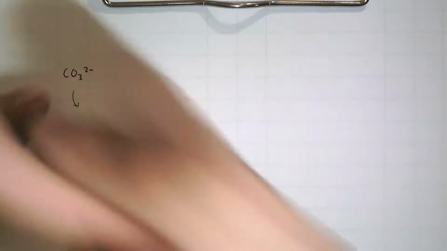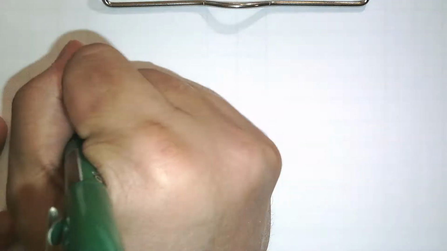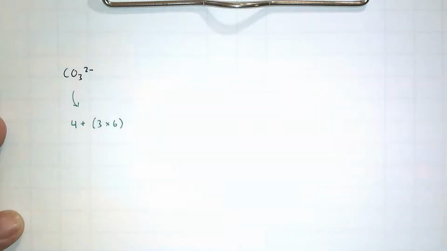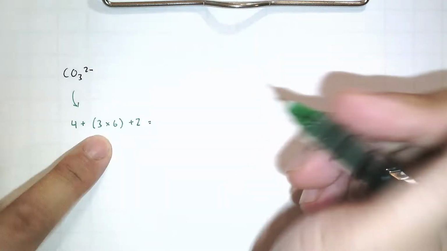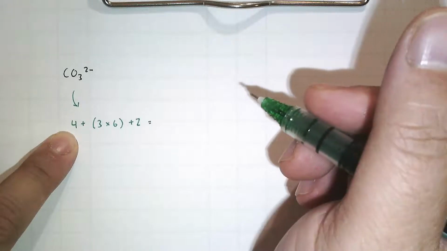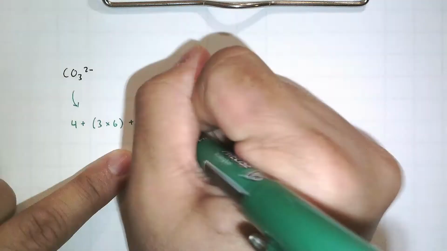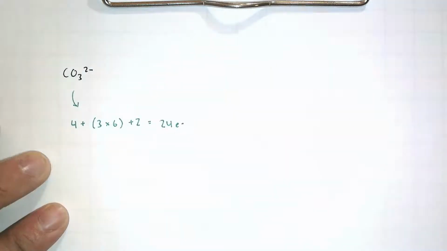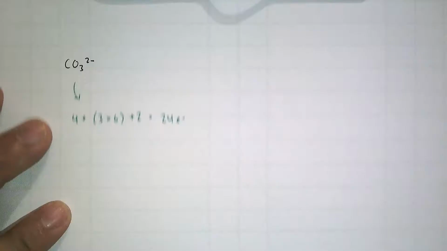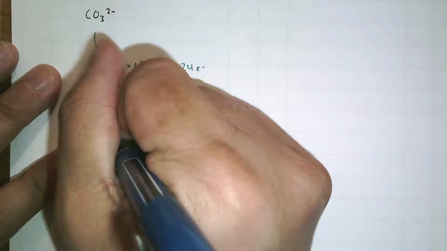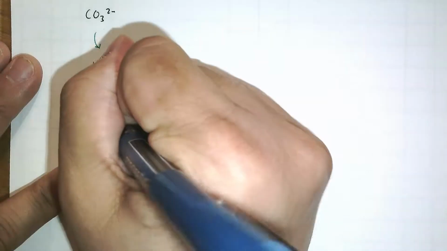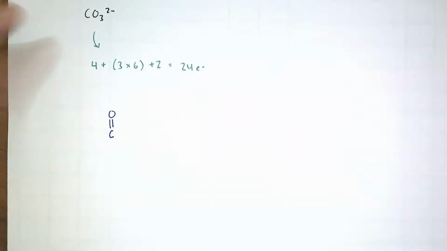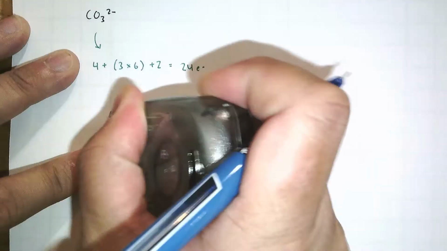Okay, carbon. I'm going to count the valence electrons. 4 plus 3 oxygens times 6 electrons each. It's -2, so you have to add 2 electrons. That's 18, 19, 20, 21, 22, 23, 24. 24 electrons. Carbon in the middle. Oh, I know we're going to do resonance, so let me make sure I'm to the left. Oh, I did this kind of fast. Let me show you from scratch.